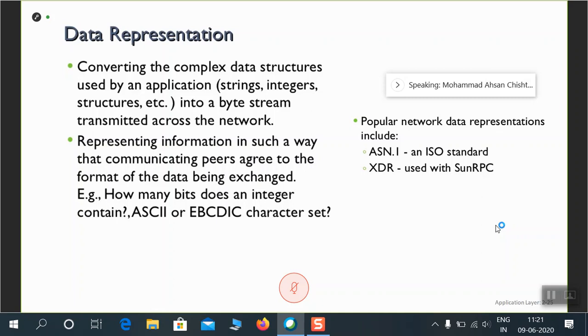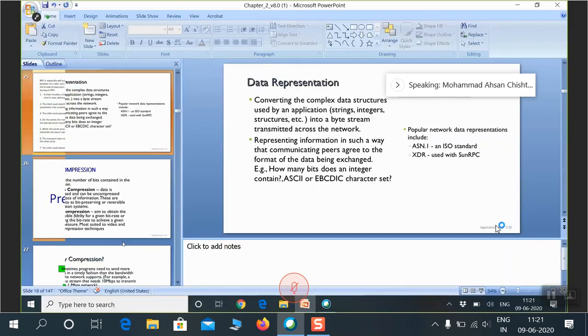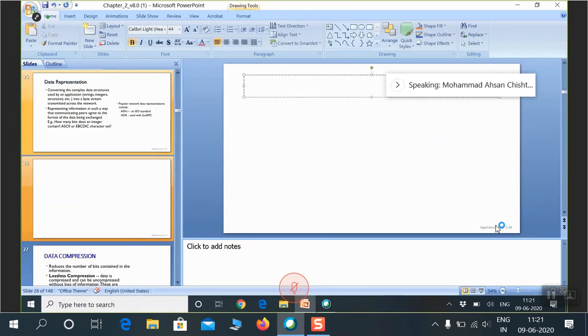Let me add this slide here. So this is about encoding, what I am discussing here.